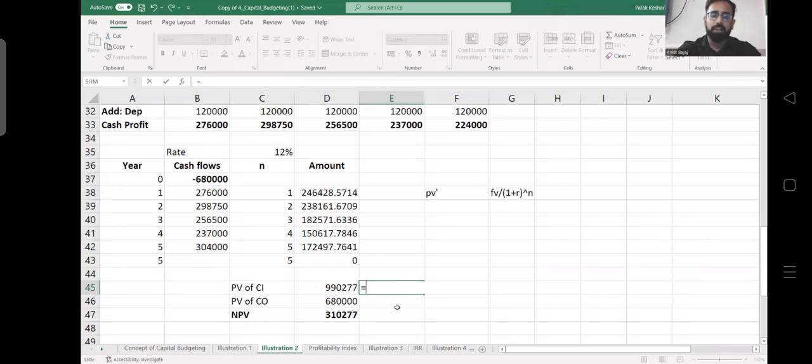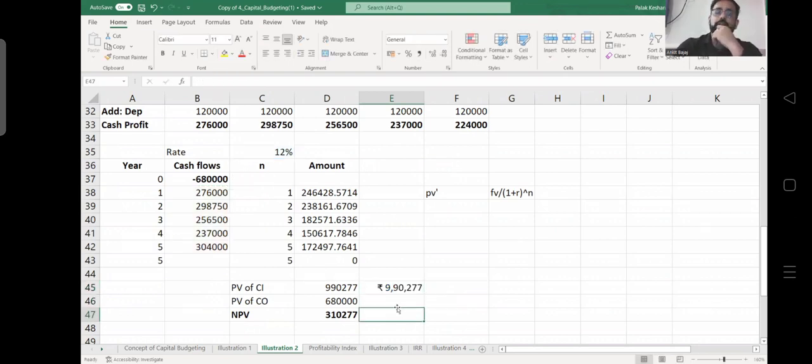Yeah. So if I want to calculate NPV, guys, just focus here. Here it is going to be 12%, then comma, and you have to select all the cash flows, and then close the bracket. Here, if you see, the answer is the same, right? It is 9,90,277.